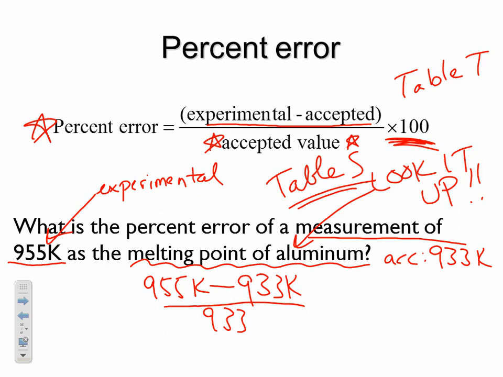When you're doing this math, do the top portion, the numerator, first, get a number, hit enter, and then do divided by 933, then hit enter, then do times 100. When we do out this math, I get 2.35798, and the number just keeps going.